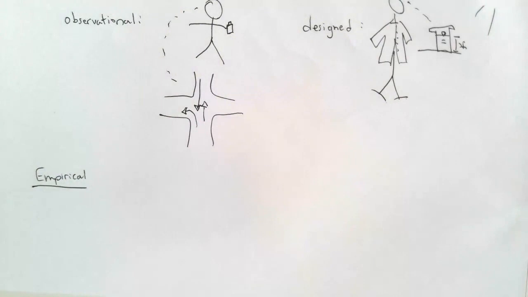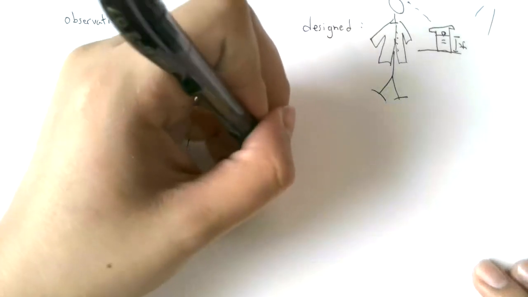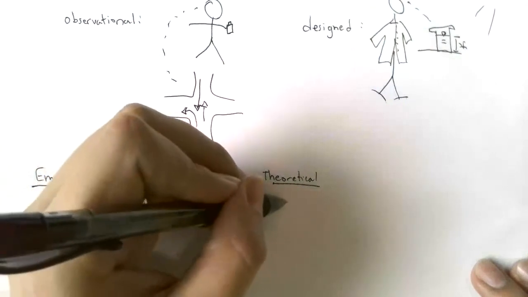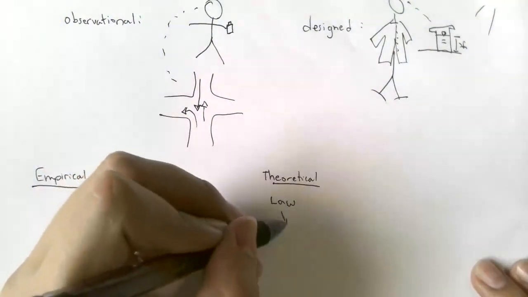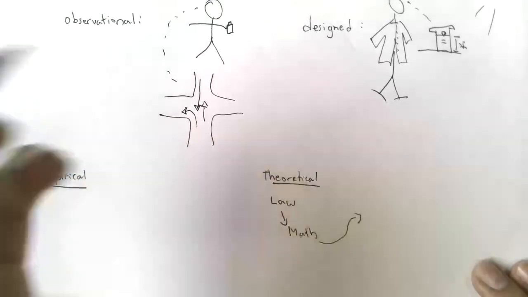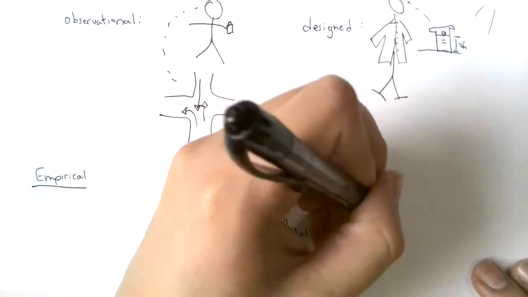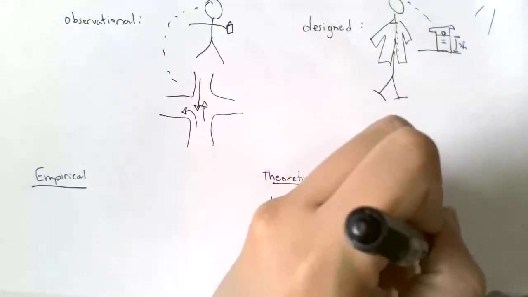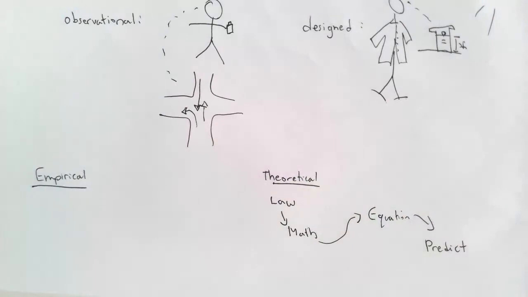And empirical models are essentially models that come from gathered information. Now, that's very different from mechanistic or theoretical models. In theoretical models, you start with a law, you express that law mathematically, and then you use that math to derive some equation. Then you use that equation to predict what's going to happen. We need to know the theory in order to come up with a prediction.